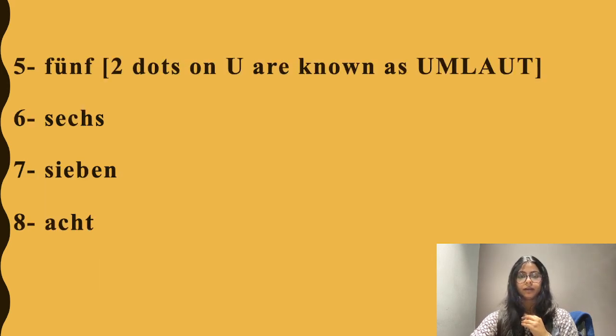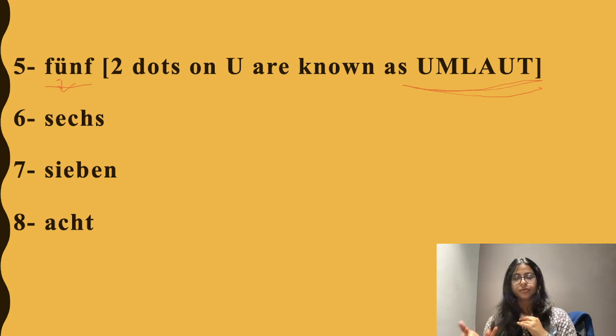Moving on, 5 is called fünf. Now the 2 dots that you see on the u are known as Umlaut. The dots in German are known as Umlaut. You will pick up the pronunciation with a few more words that we will come across in the next few lessons. So don't worry about the pronunciation as of now.